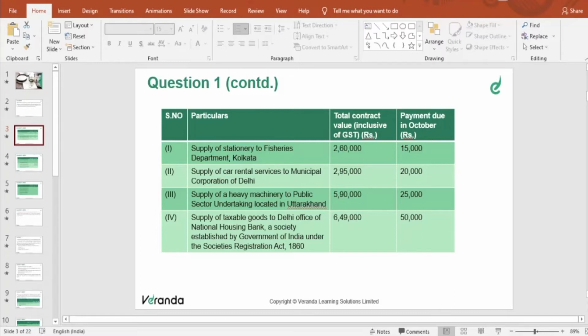So I just wanted to ask one thing. Sure. So in this situation, the payment is due in October. How do we get to know whether these figures are inclusive or exclusive of GST? We have to assume it is exclusive of GST if it is not mentioned. Right now, yes, you'll be assuming that it is exclusive of GST.